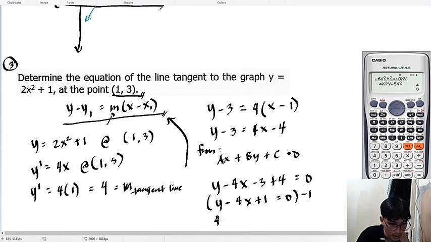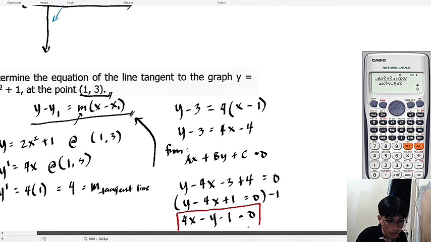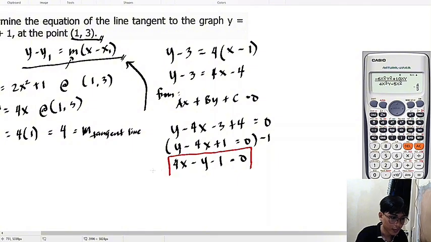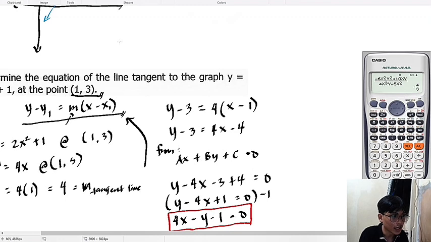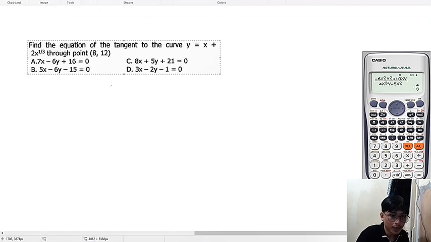So we have here 4x, negative 1 times y is negative y, and negative 1 times positive 1 is negative 1 equals to 0. So this will be your equation of that tangent line. Okay? Di ba naman nga dali? So very basic ra kayo. Okay, let's have another example. Ara na ta. Okay, example number 4.